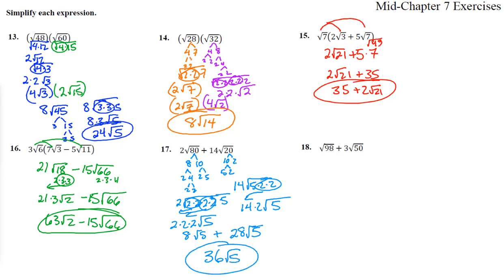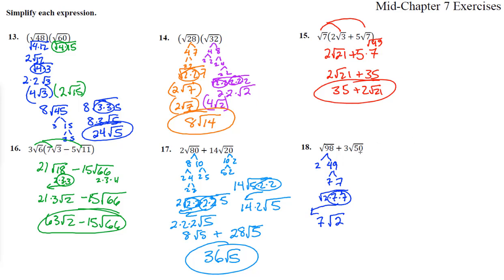Good. And number 18. We now have square root of 98. Ooh, I don't know that one. 2 times 49. Oh yeah, look at that. That's 7 times 7. So we get the square root of 2 times 7 times 7. Two sevens are together. That's a perfect square. That guy comes out as 7. 2 has to stay in the square root. He's not a perfect square.